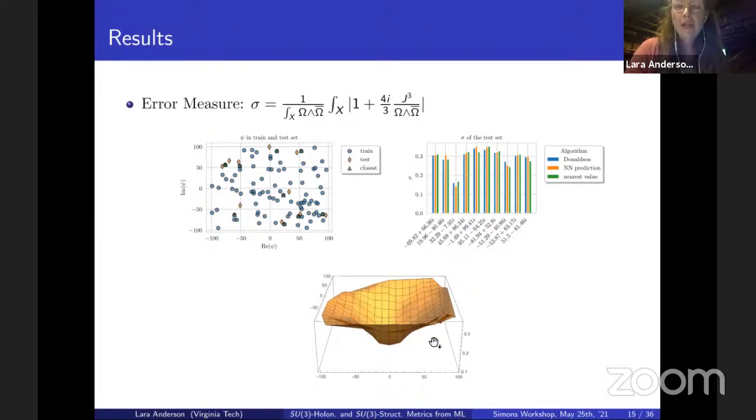consistent. This final plot on the bottom is just showing the error as plotted for different values of the real and imaginary parts of sigma. And one thing you can note is that as the complex structure gets bigger, the error goes up for larger values of psi. So this is telling you that in order to achieve a comparable level of accuracy at higher values of the complex structure, you would have to run Donaldson's algorithm to higher k in order to achieve the same level of accuracy.